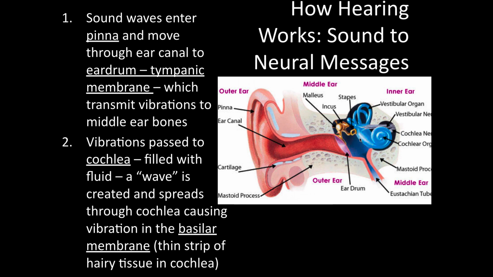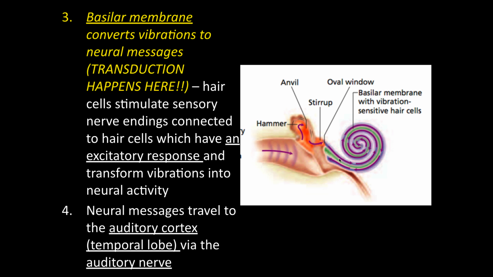When the vibrations hit, the cochlea is actually filled with fluid. So what happens is a wave of fluid is created and spreads through the cochlea, causing vibration in what is called the basilar membrane. And that's a strip of hairy tissue that lines the inside of the cochlea. You could kind of see the cochlea here. It's as though we took off the front half of the cochlea and we're looking inside of it.